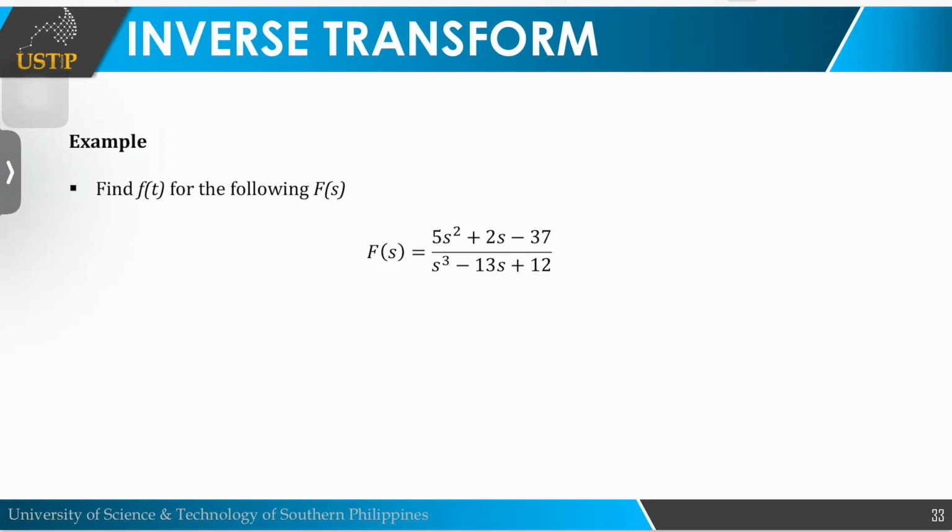So, you have 5s squared plus 2s minus 37 over s cubed minus 13s plus 12. It's not direct, because of its form. When the denominator is beyond s squared, class, my tip is to use partial fractions and factor the denominator, because there's no other way. There is no transform with a denominator greater than s squared. Right? Our cosine, sine, hyperbolic cosine and sine are all s squared.